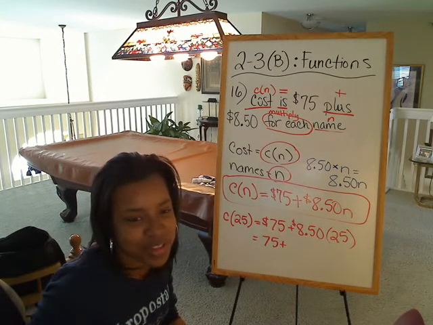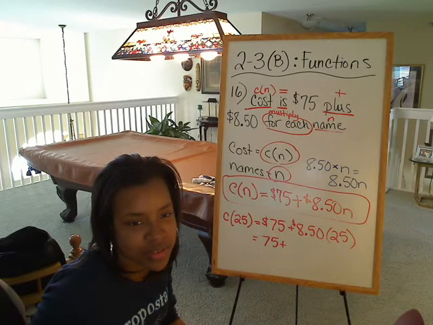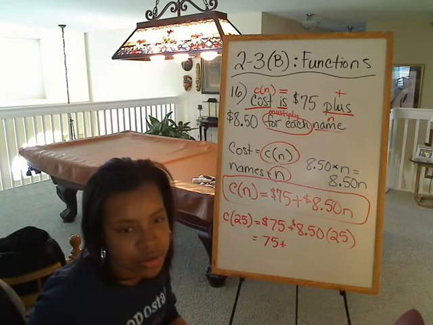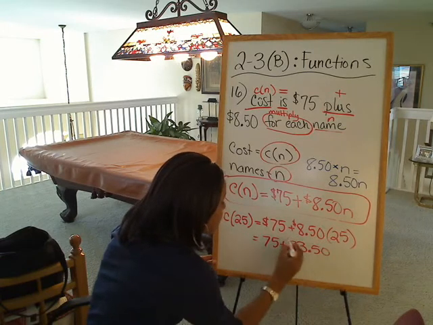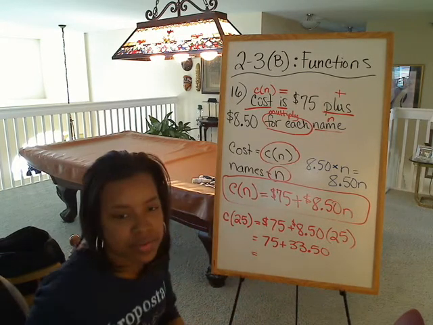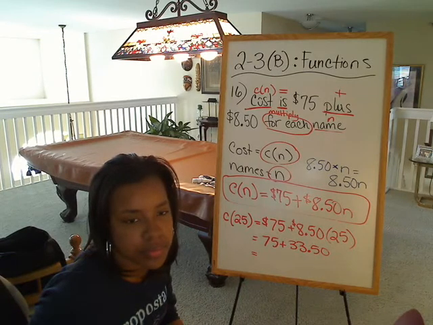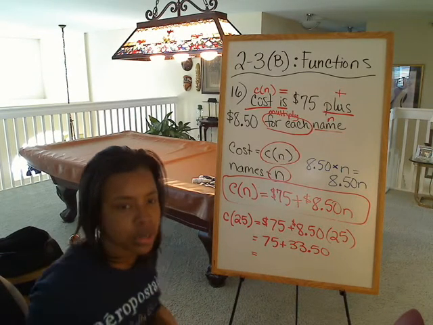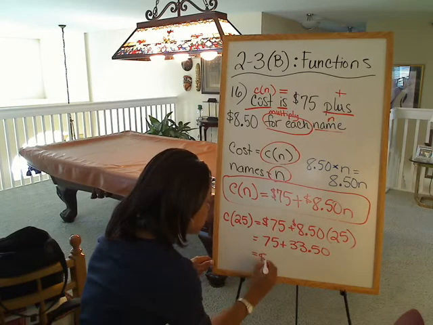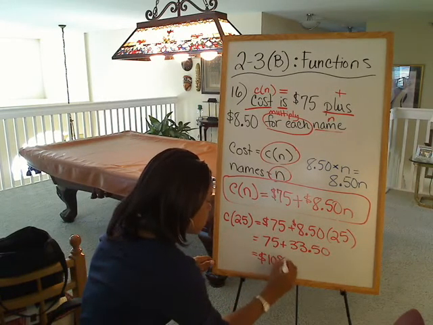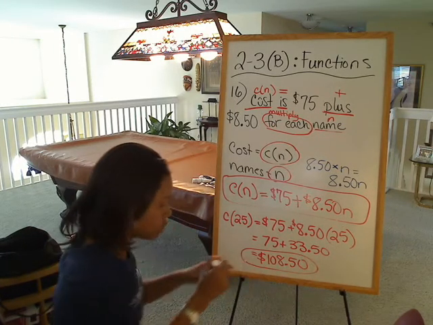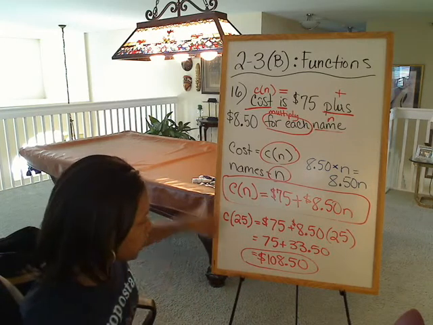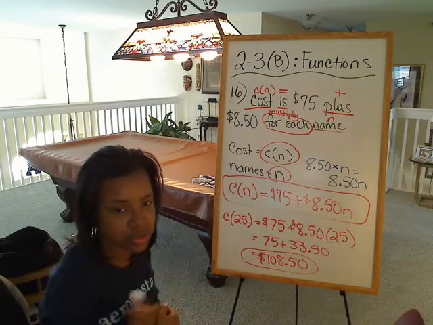Okay, 8.50 times 25 equals $212.50. Then when we add that to 75, you get $287.50. So that's the total cost for 25 jackets. So here's the function, and here's the cost for 25 jackets, and you're done.